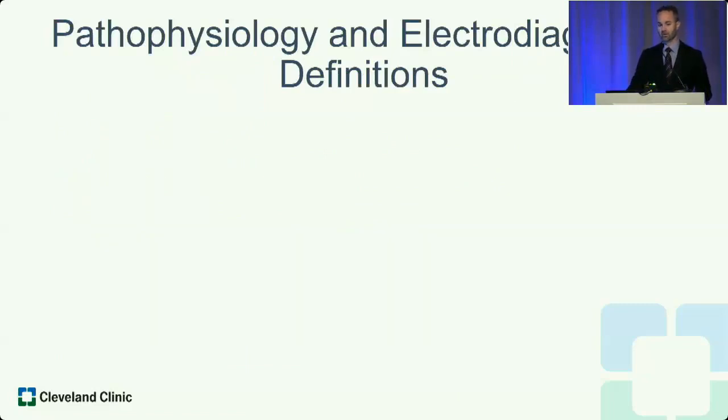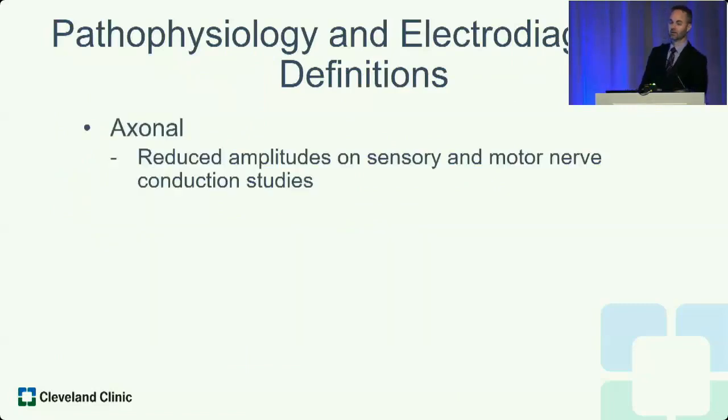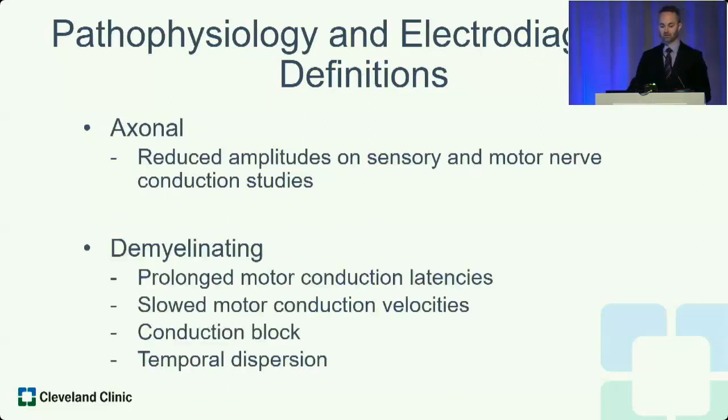And then when we talk about electrodiagnostic definitions, again, keeping it as simple as possible. We have two forms of polyneuropathy that we think about. Axonal, which is predominantly reflecting damage to the axon itself. Reduced amplitudes on sensory and motor nerve conduction studies is how we will define that electrodiagnostically.